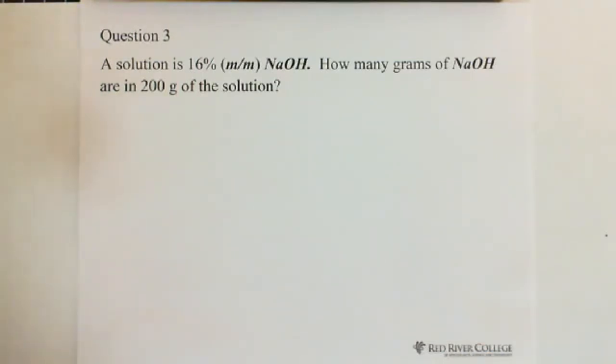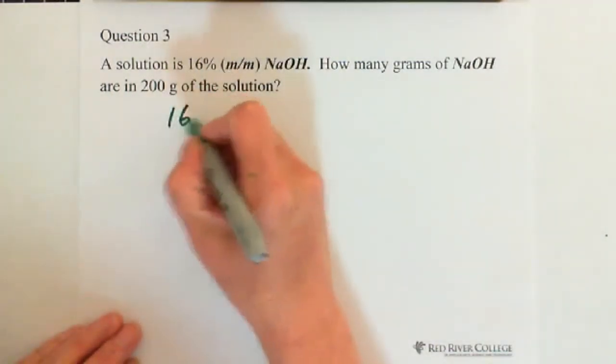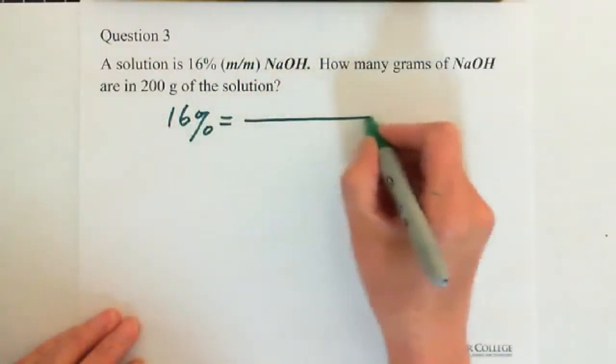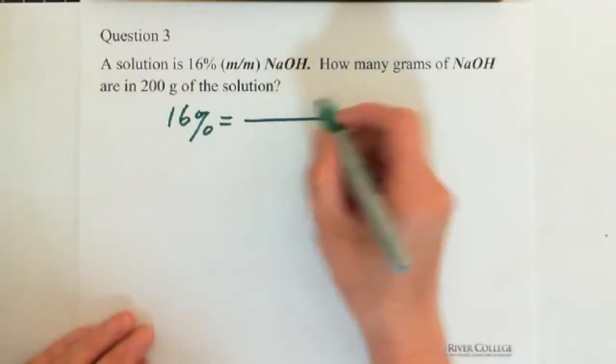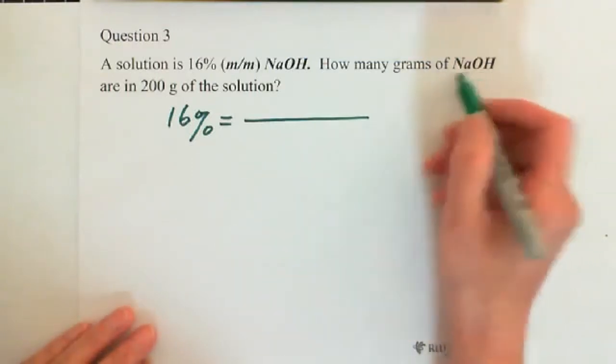This is question 3. A solution is 16% mass to mass sodium hydroxide. How many grams of sodium hydroxide are in 200 grams of the solution? So we follow the formula. We first write 16% equals mass percent. The top is mass of solute, which is how many grams of sodium hydroxide we're looking for, so this is X.